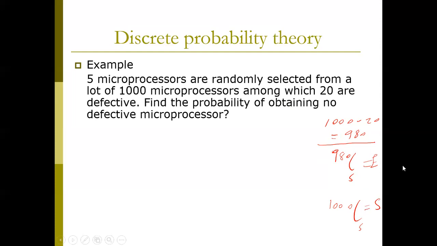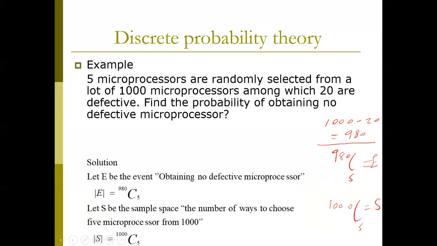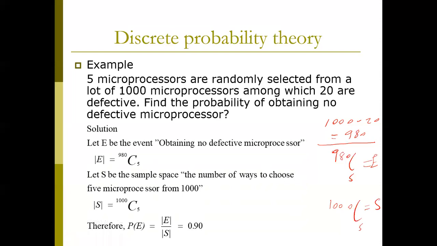Now when we work this out, our event being 980 choose 5, and our sample space being 1,000 choose 5, when we divide those, we will end up with a total of 0.9 for our probability. So you can work that out on your own, and that would be the probability.